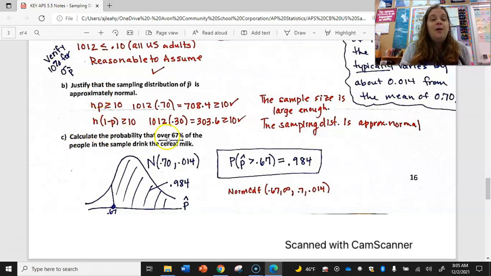So calculate the probability that over 67% of the people drink the cereal milk. I want to know the probability that if I take a sample, a p hat of 67% or more drink that milk. I know the mean, I know the standard deviation, and I know that it's normal because I just proved that it was. So I'm going to use normalcdf to get that probability.